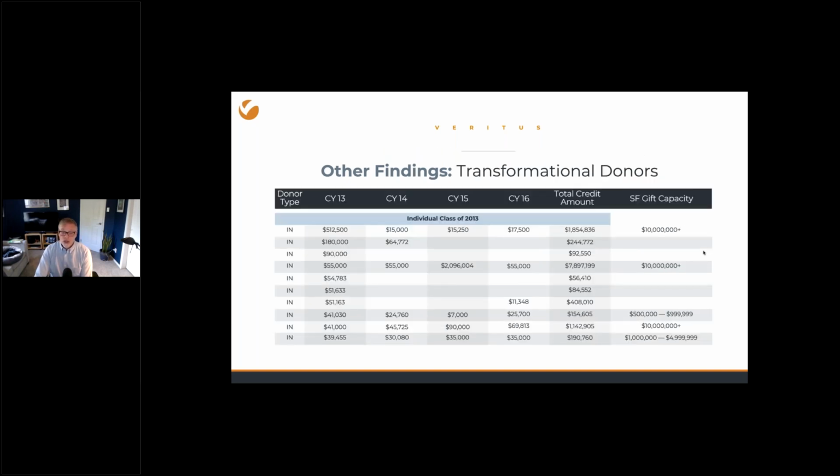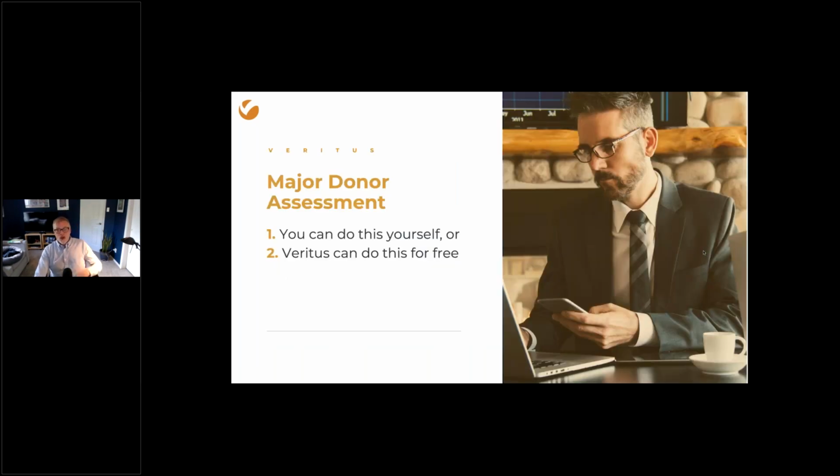And we can also look at transformational donors, donors that have the capacity and are yet producing way under that capacity. What could we do to move them beyond that? So the way you figure this out is by doing a major donor assessment, and you can do this for free. You can do this for yourself, or you can have us do it for free.